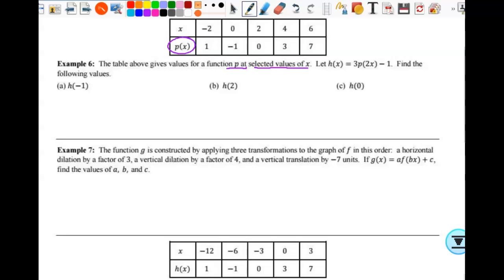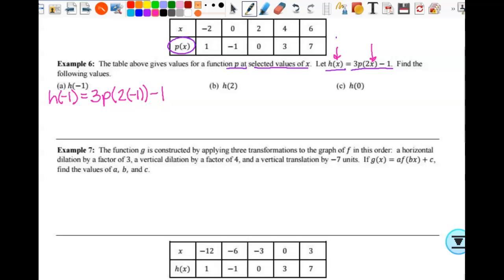Then it says let h of x, so the table's about p of x. We're talking about h of x equal this equation right here. We're going to find these following values. All right, so if I want to find h of negative 1, I'm going to write down h of negative 1 equals. Well, the way we do that is, since it's h of x, everywhere I see an x, I am now going to substitute in a negative 1. So this gives me 3 times p of 2 times negative 1 minus 1. First step, 0 work, substitute it in. Okay? Boom. You understand the process, right?